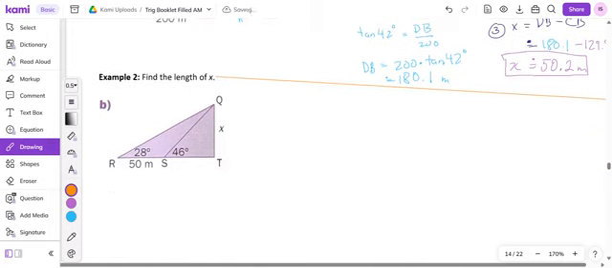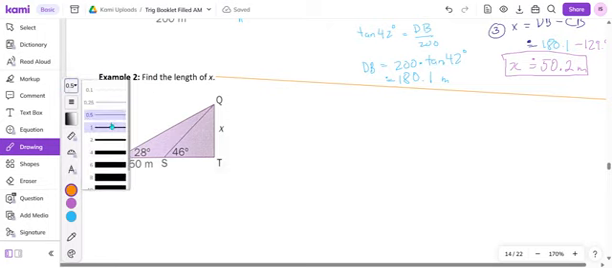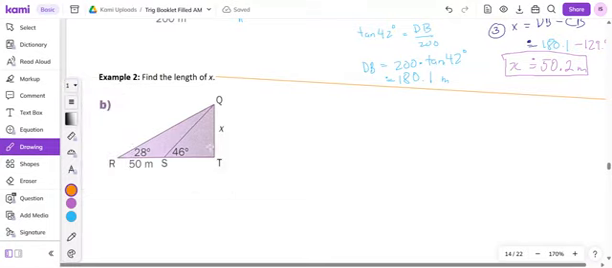Okay. So I want you to look at this triangle. What can we for sure draw in there? Yeah, we need to put a right angle in there.